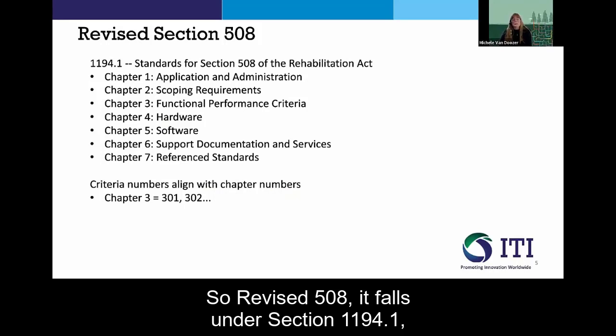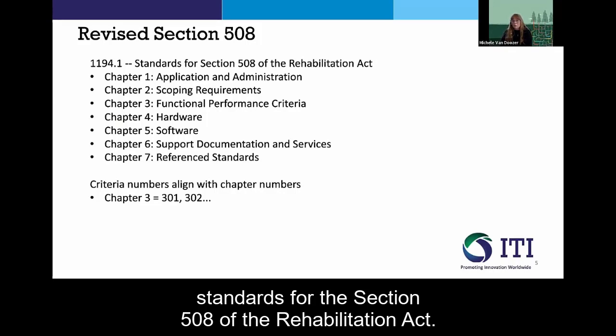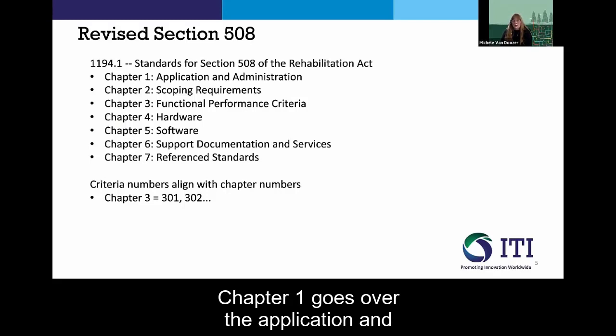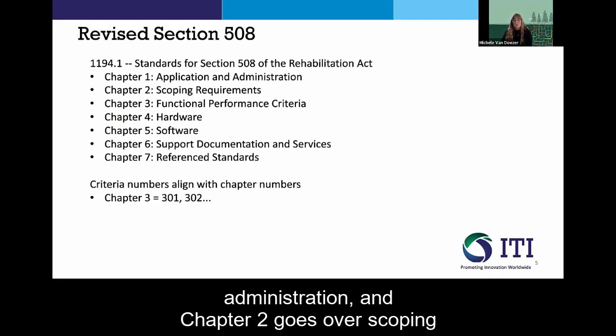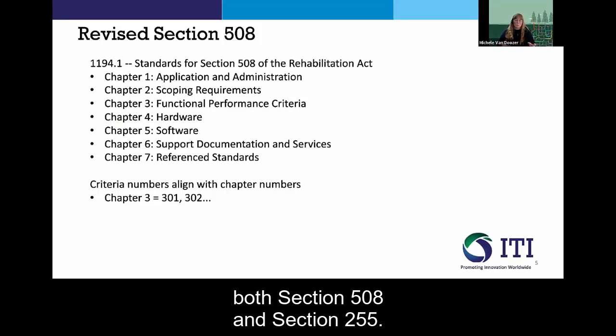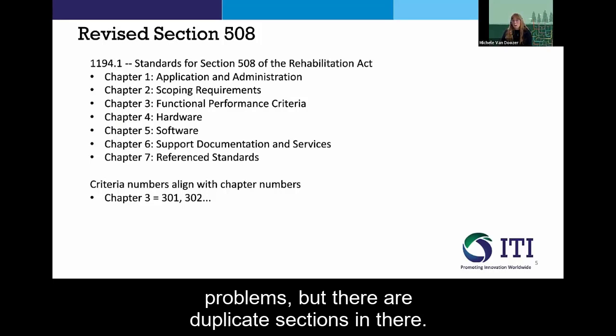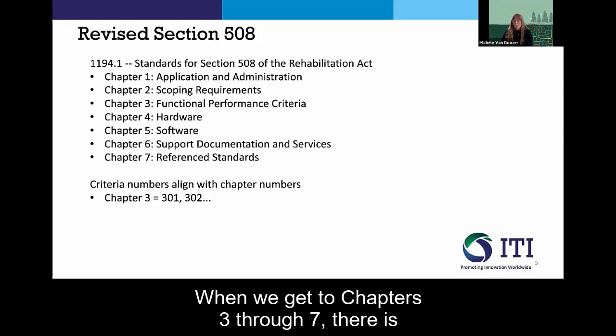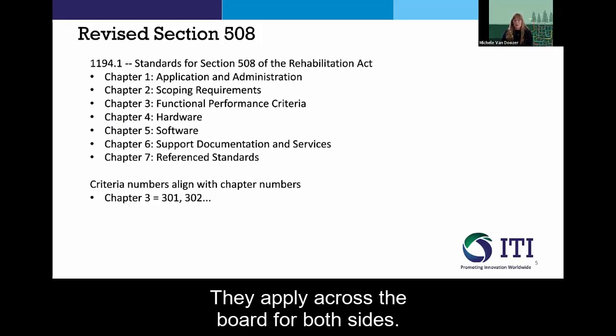So revised 508 falls under Section 1194.1, standards for Section 508 of the Rehabilitation Act. There are actually 7 chapters to this document. Chapter 1 goes over the application and administration, and Chapter 2 goes over scoping requirements. Chapters 1 and 2 have explicit information for both Section 508 and Section 255. They differ just a little bit, enough to cause problems, but there are duplicate sections in there. Read closely to figure out which ones apply. When we get to Chapters 3 through 7, there is just one set. They apply across the board to both sides.